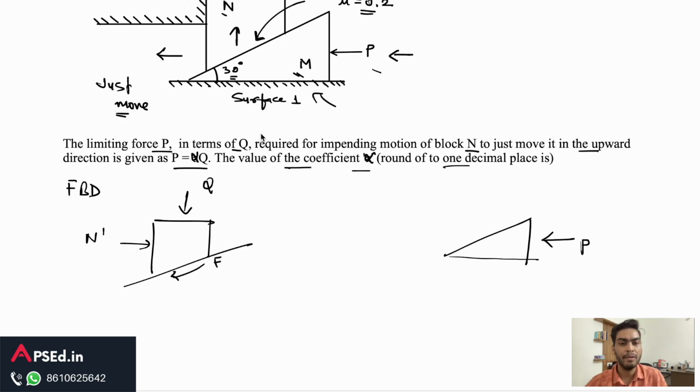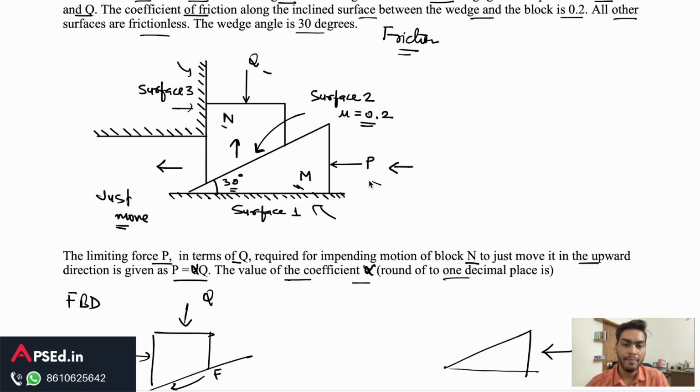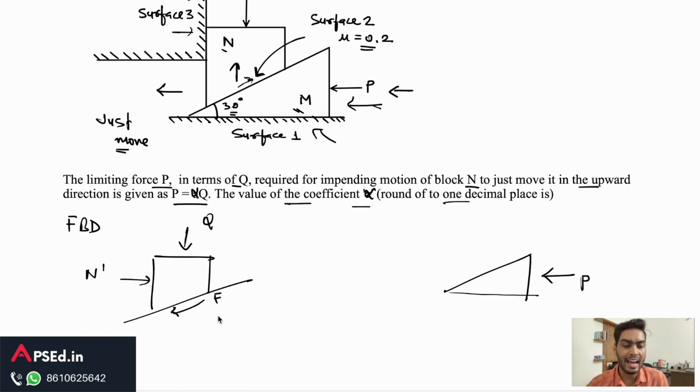So how did I come up with that? This block M, with the help of force P, moves in the forward direction, so on this surface the block N will be moving in the backward direction relative to block M. Friction opposes the movement. So if it is going to move in the backward direction, on this surface friction will act in the forward direction, and the opposite of that will be there for the wedge. So here friction will be in the backward direction.